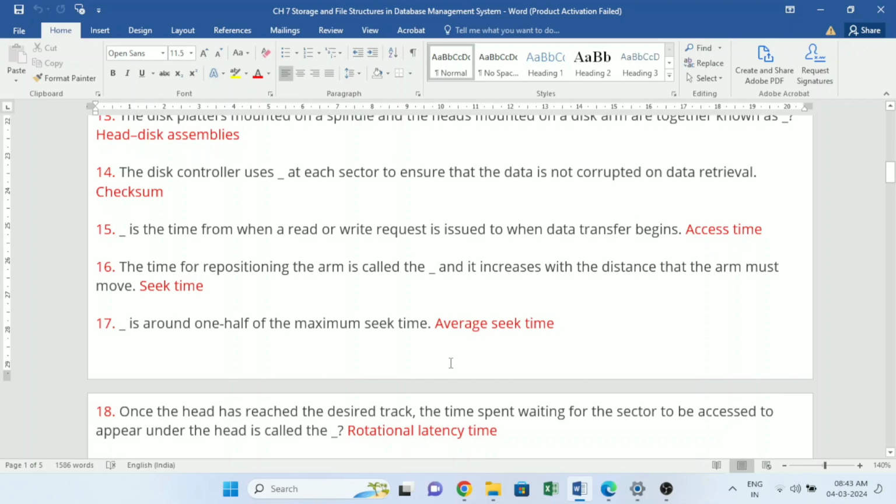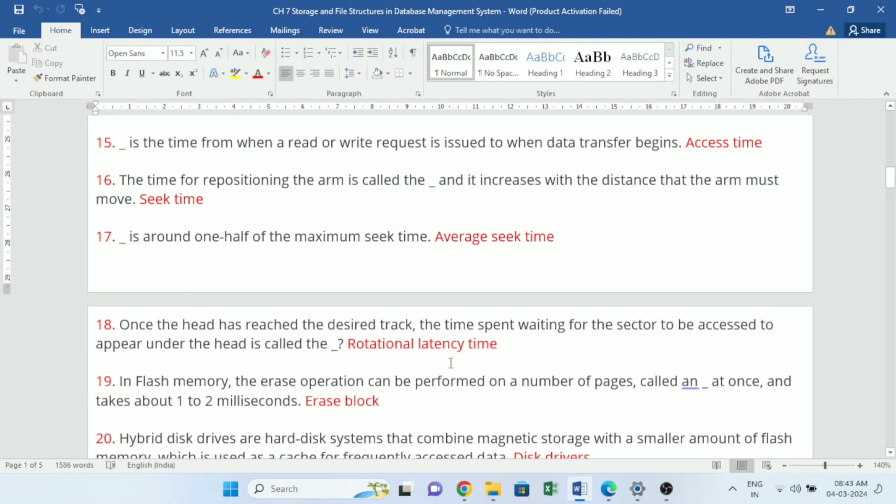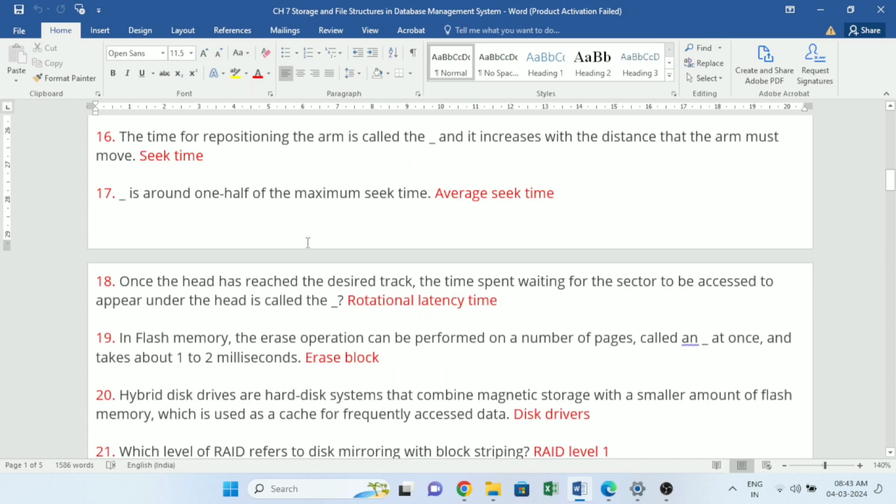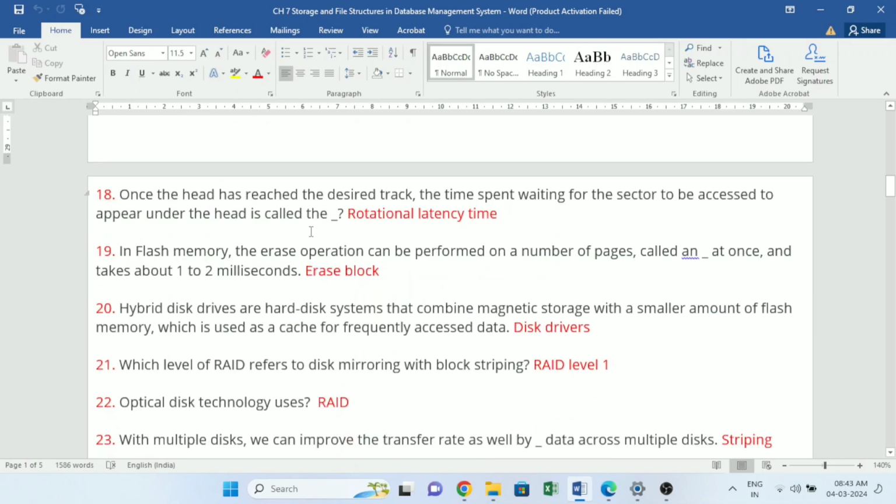Access time. 16. The time for repositioning the arm is called the underscore, and it increases with the distance that the arm must move. Seek time. 17. Underscore is around 1/2 of the maximum seek time. Average seek time. 18. Once the head has reached the desired track, the time spent waiting for the sector to be accessed to appear under the head is called the underscore. Rotational latency time.